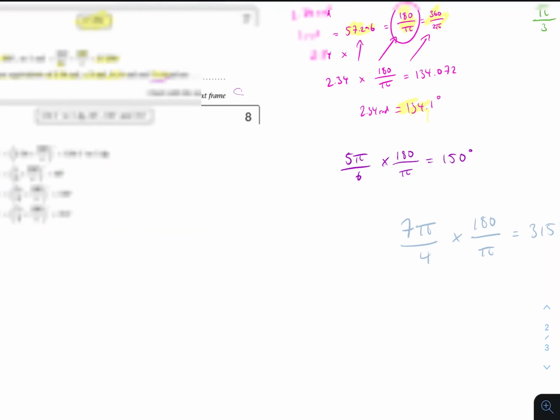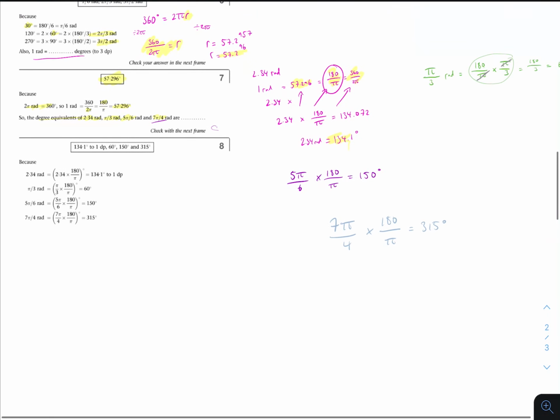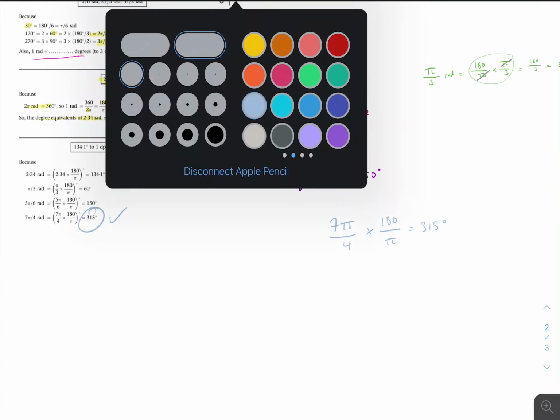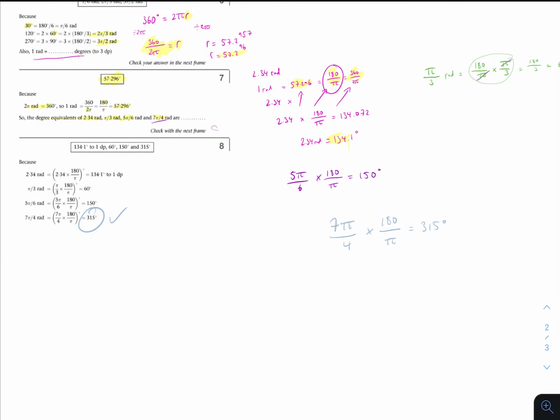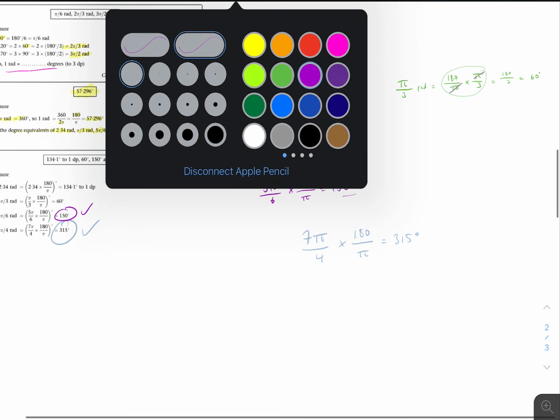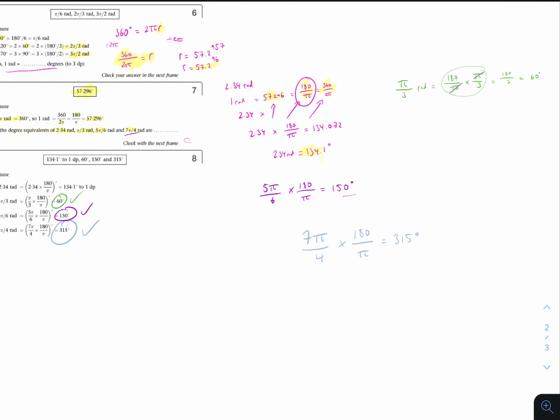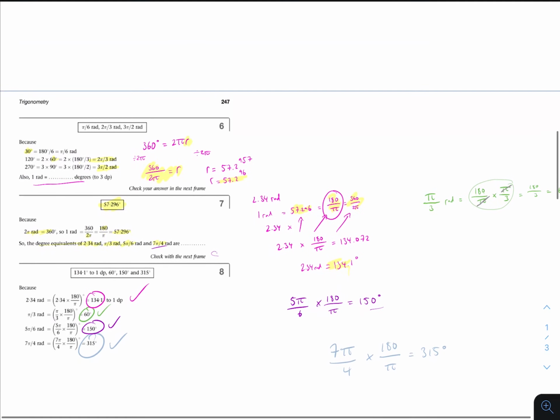Let's check our answers now. We've got 315 degrees, which is correct. We've got 150 degrees, which is correct. We've got 60 degrees over here in green, which is also correct. And we've got 134.1 over here in pink, which is likewise correct. There you go. So that's how you go about converting radians to degrees.